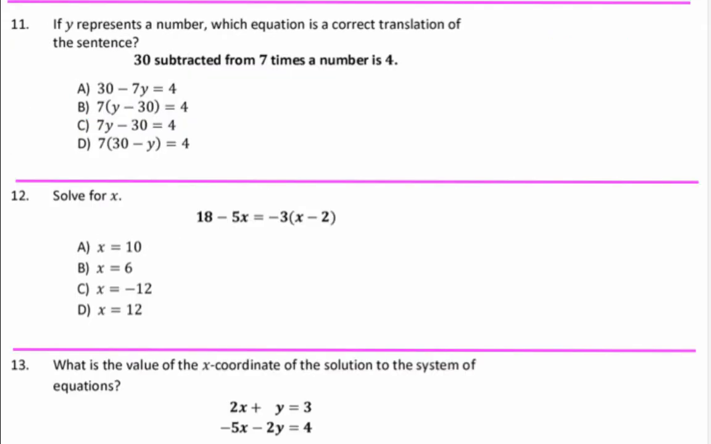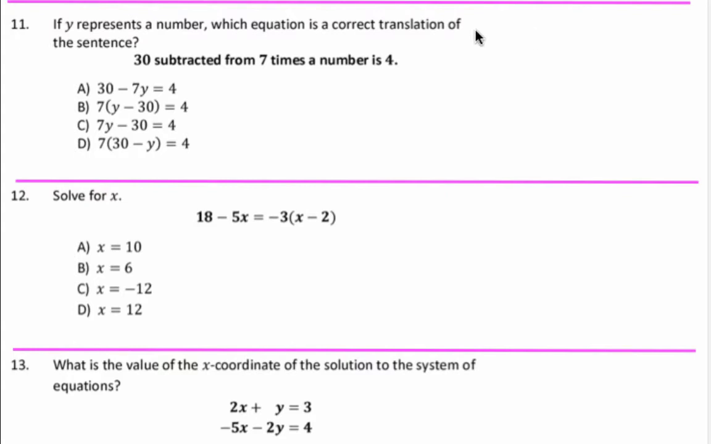Problem number 11 wants you to translate the English "30 subtracted from 7 times a number is 4" into mathematical symbols. Now in sample A, we saw they gave us "less than." Here they're giving us "subtracted from." When you're translating a subtraction problem from words, you need to make sure you subtract in the proper order. And the way to do that is to determine what number you would put in the calculator first.